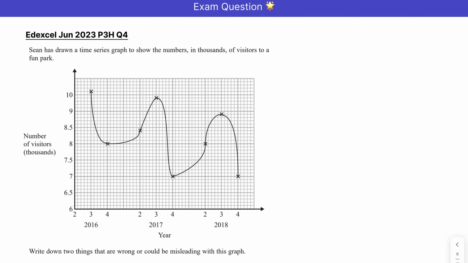And so just looking at this exam question, it's essentially asking what are the things that could be misleading with the graph. So we have got a graph for the number of visitors, a time series graph. So the first problem is with the time series graph, the points should be connected with straight lines and not a curve. So that's the first problem I can see. The second problem is I can't see any data plotted for quarter one. One just seems to be missing on each year. And the third problem I can see is 9.5 is missing because that goes 8, 8.5, 9, 9.5 should be there. So those are the 3 problems I can spot. You can write any 2 of them.